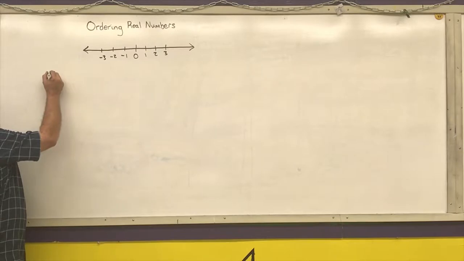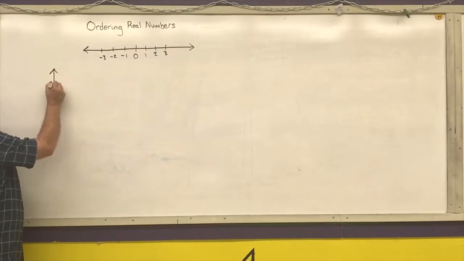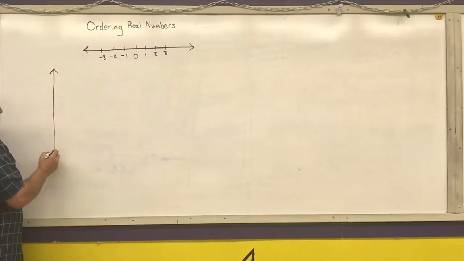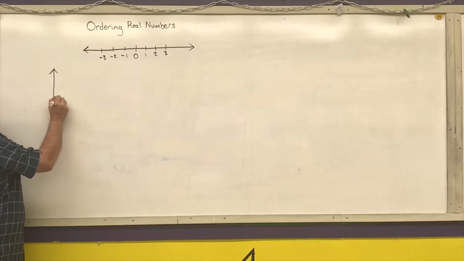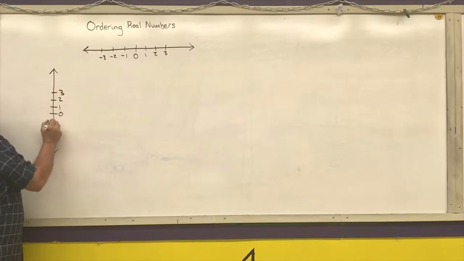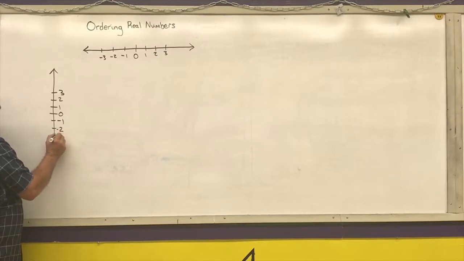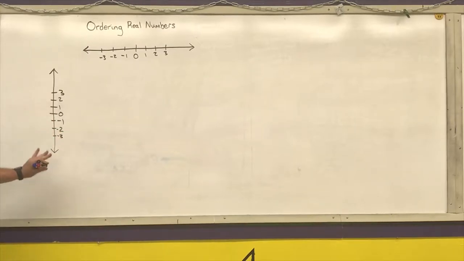If I were to have taught you the number lines the first time, I would have also made sure that you were introduced to a vertical number line, again with zero in the middle, and negative numbers going down, positive numbers going up.